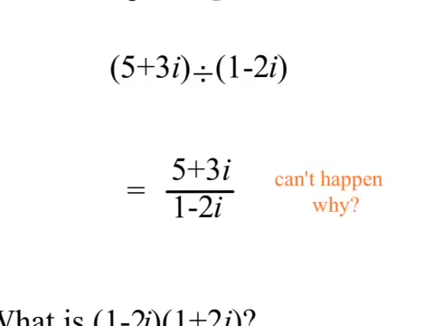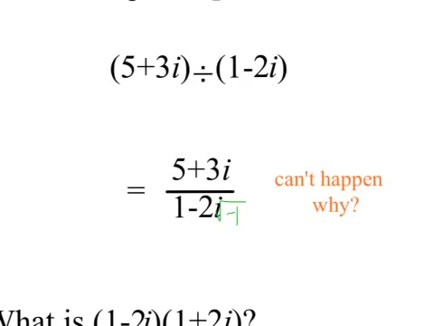But this can't happen. And so the question is, why can't it happen? And I want to remind you of one rule. We have a rule that says you can't have a square root in the bottom. And remember what i is. i is the square root of negative 1. So technically here, because of the square root of negative 1 in the bottom, or i in the bottom, we can't leave it like this.